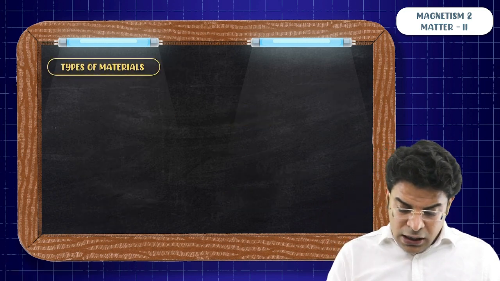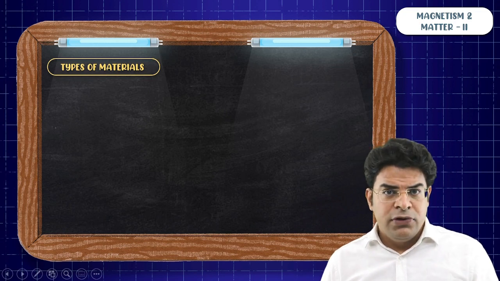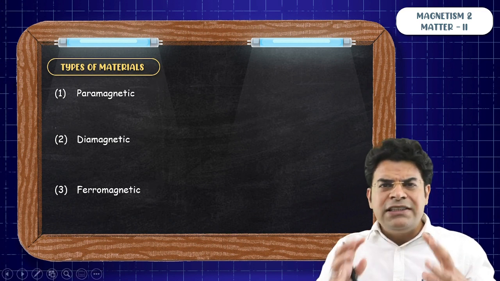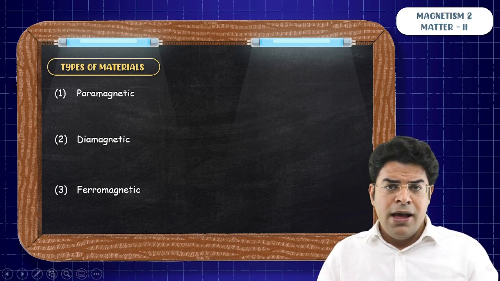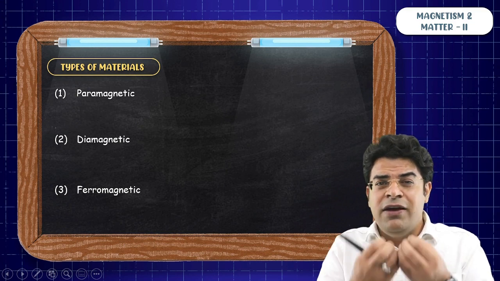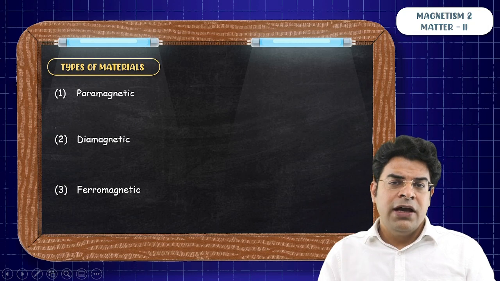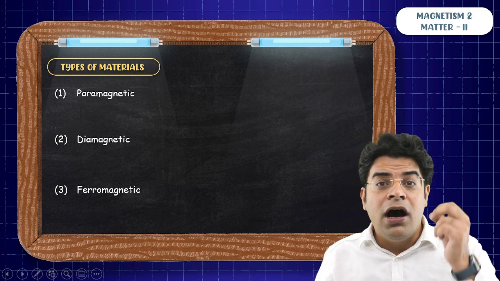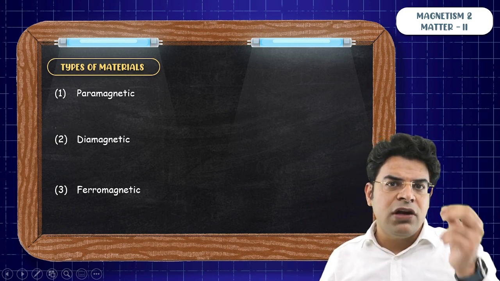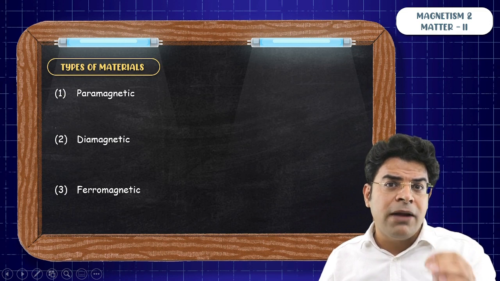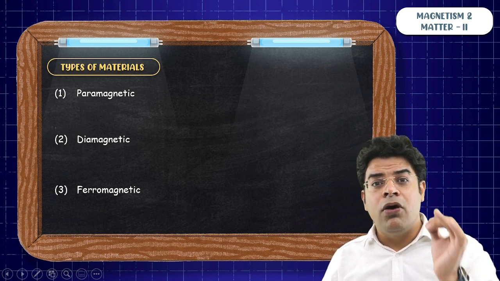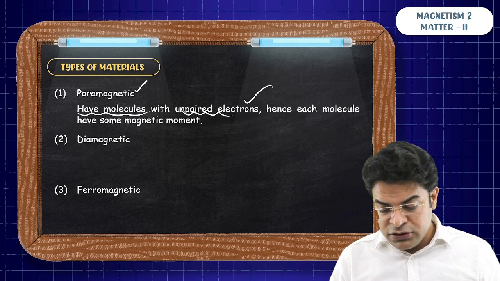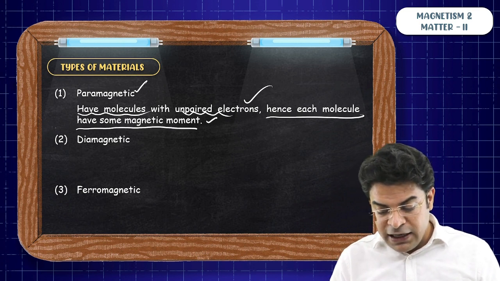Now, bachon, we will talk about the types of materials. There is something called paramagnetic material, there is something called diamagnetic material, there is something called ferromagnetic material. And what is the basic difference between these three types of material? Paramagnetic materials are the ones which are feebly attracted towards the magnetic field. In chemistry, you have learned that paramagnetic materials are the ones which have unpaired electrons. Since they have unpaired electrons, the molecules of the paramagnetic materials have a magnetic moment of their own.